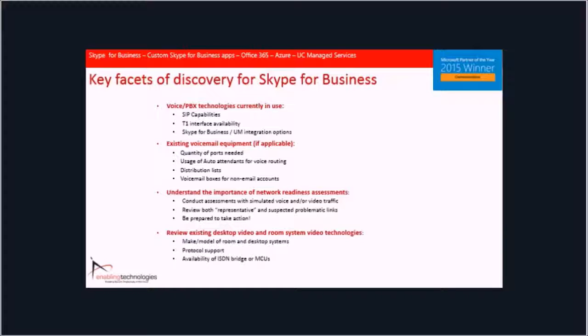So perform your due diligence there. Make sure you understand the make and model of room and desktop systems that are present. Understand what protocols they support. Reason being is Skype for Business is not natively interoperable with every video system that's out there. Which leads to the third bullet point.